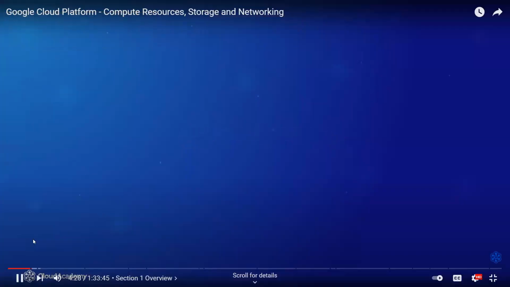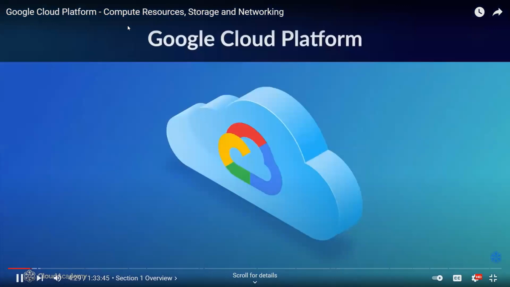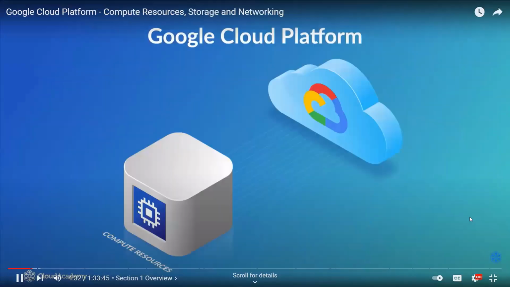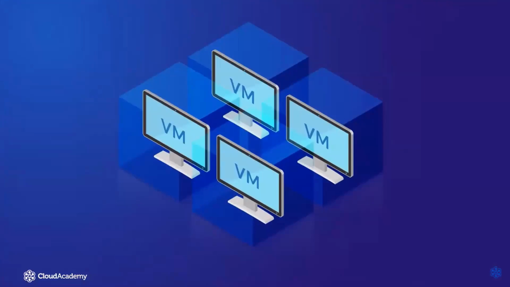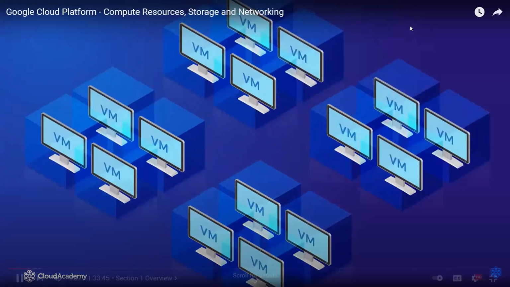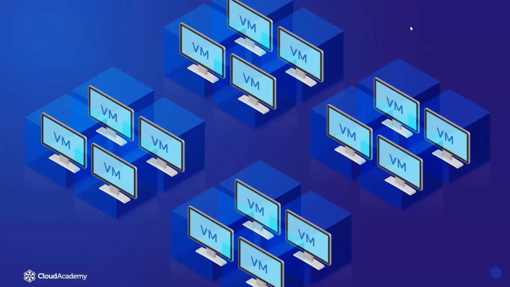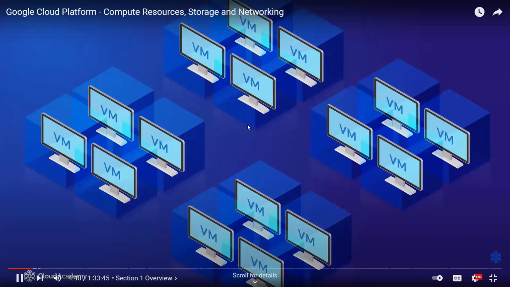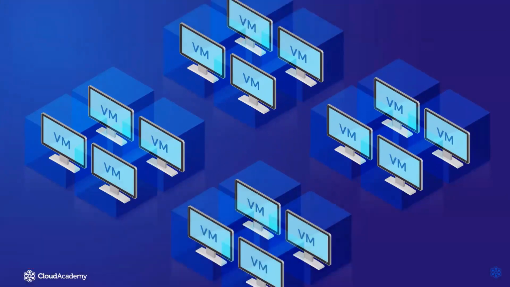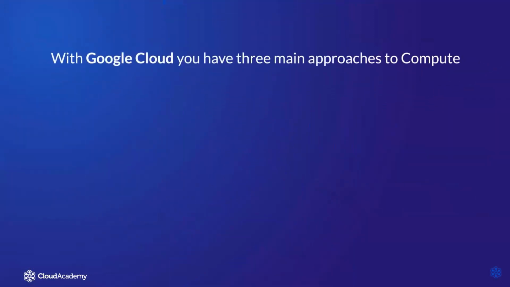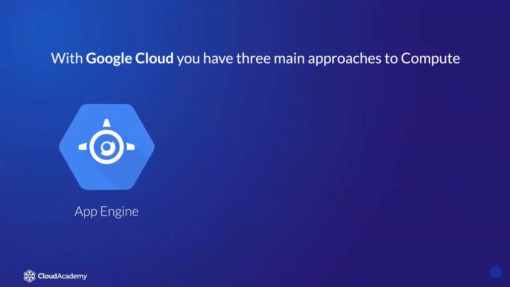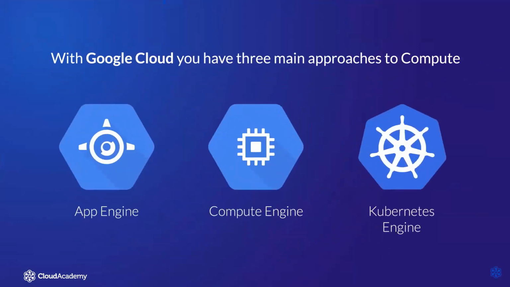In this first section of the course, we're going to focus on Google Cloud compute resources. Now, by compute, we mean virtual machines that can run workloads in the cloud at scale. If you've ever worked with Amazon, you may know EC2, their VM service, or DigitalOcean. Their concept is droplets. If you're familiar with either of these, then you already know a little bit about cloud compute. So with Google Cloud, you have three main approaches to compute: App Engine, Compute Engine, and Kubernetes Engine.